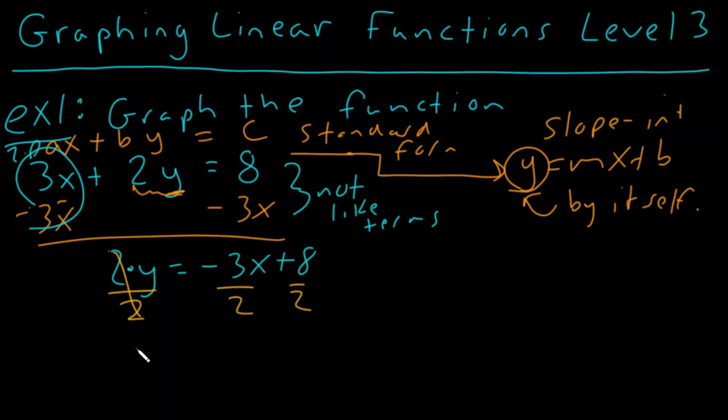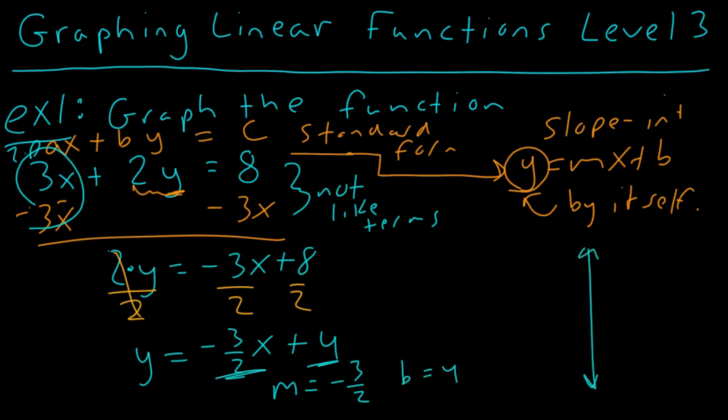2 divided by 2 becomes 1y equals negative 3 over 2 does not reduce, plus an 8 divided by 2 is 4. And now you'll notice here we have a very easy equation. We say, okay, well, you know what? In front of the x, we have our m value, negative 3 over 2, and our constant, our b value, is equal to positive 4.